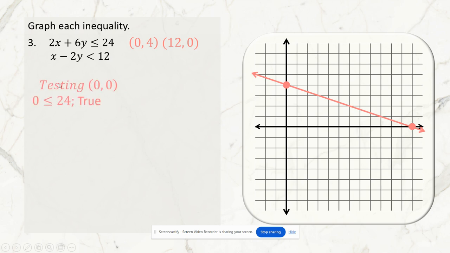Number 4, of course. Hopefully you guys would have stopped me again. For some reason, I keep forgetting that we need to test these points. Okay, let's pick the point 0, 0 and test it. It's not on the line, right? Okay, so we end up with 0 is less than or equal to 24, which is true, so we shade that half.